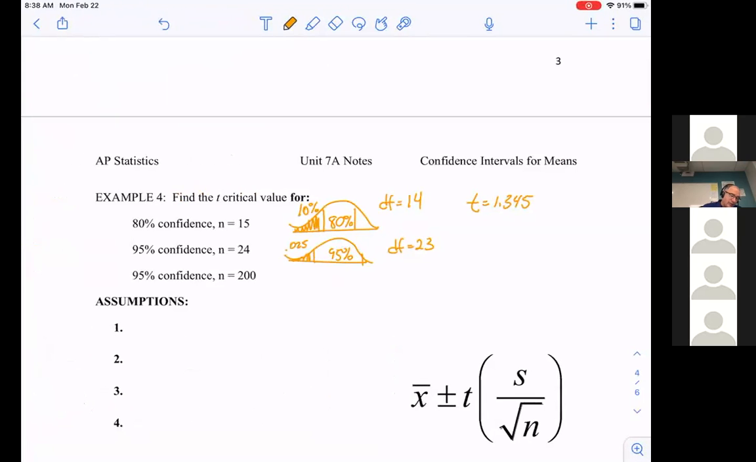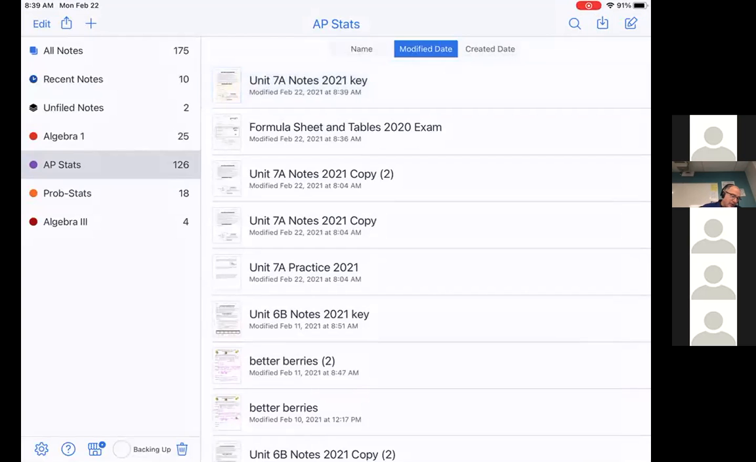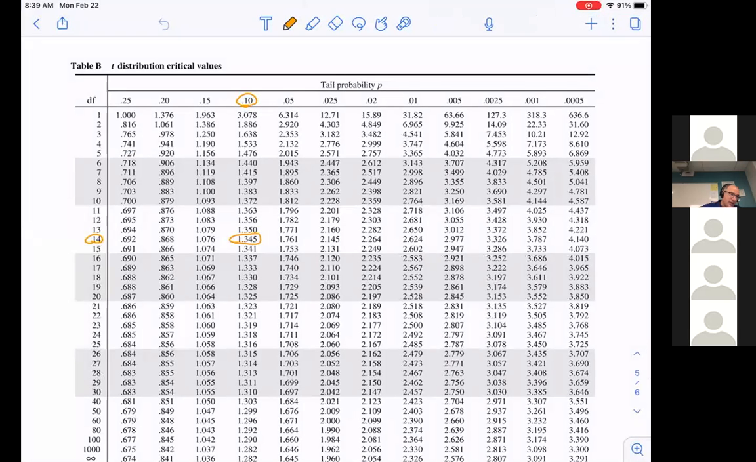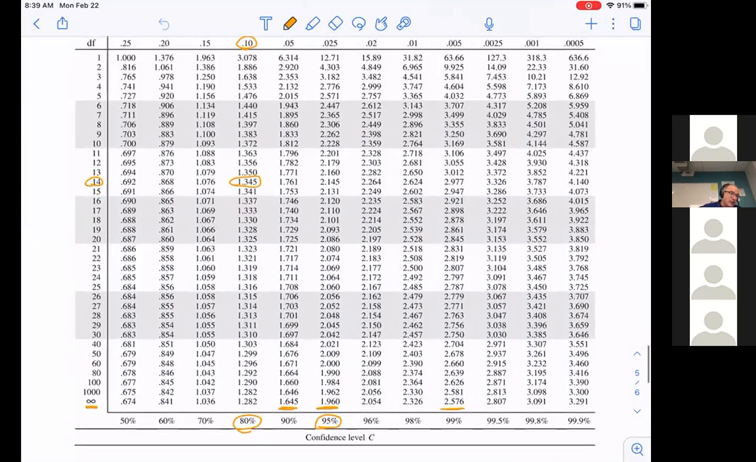However, if we'd gone back out to my table and we'd gone back into my formula sheet, it was 0.025. So we had 23 degrees of freedom. So we're down here on 23. We were trying to be 95% confident. So here's 95. So 2.069 is going to be right there. So that's where we're at. We wrote down the right number. Again, it was probably almost faster to go to my table to get that critical value.